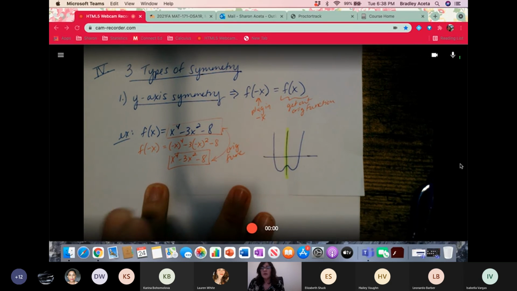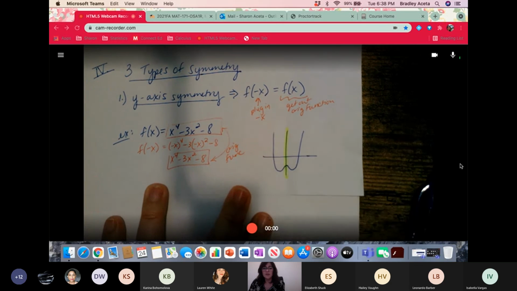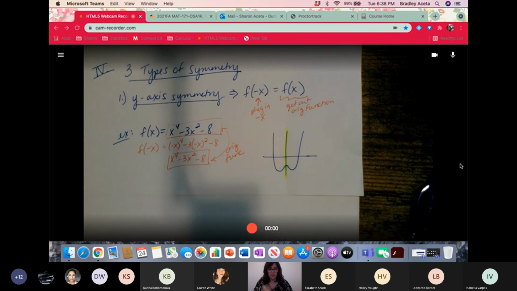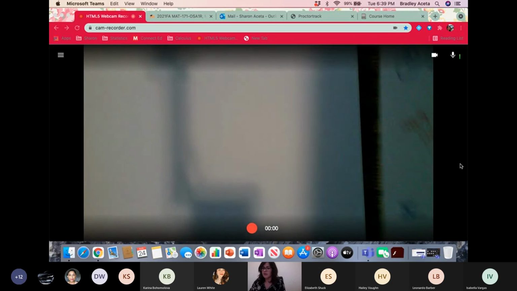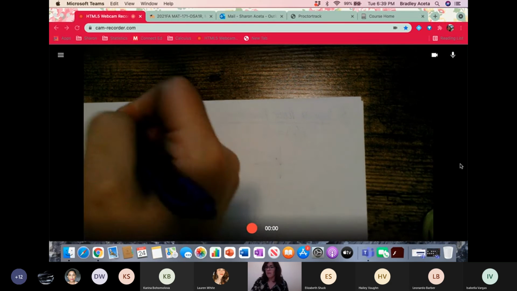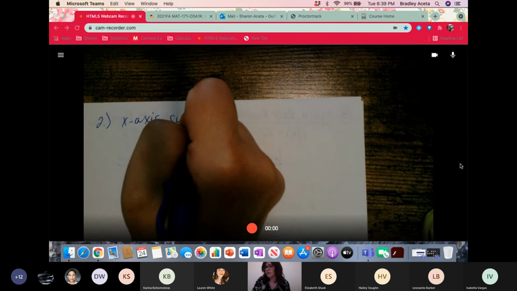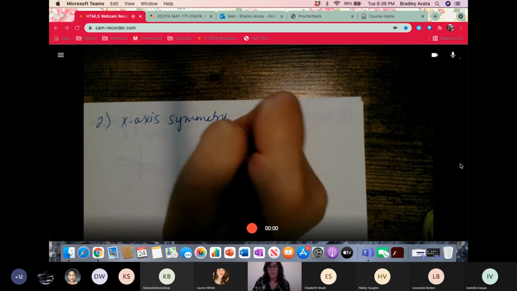Now, do you have to do it both ways? I think so. I think they might ask you to show it. I can't remember how they're going to show it algebraically, but for sure, you can plug this into the graph and look to see if it flips over the y-axis. So that's the first type of symmetry. Obviously, if there's y-axis symmetry, there should be x-axis symmetry. X-axis symmetry.